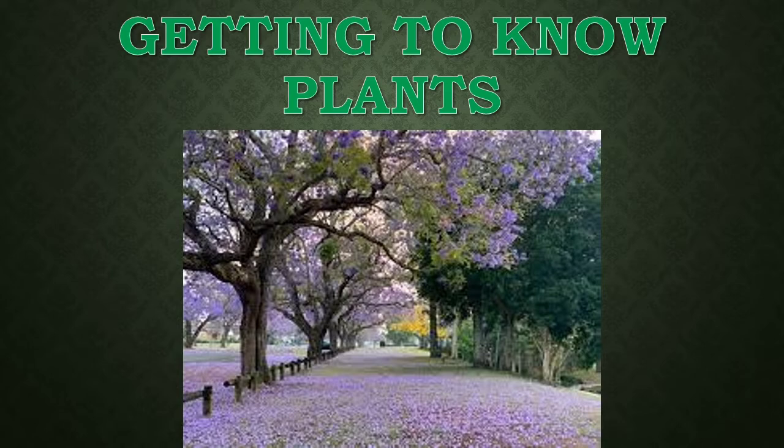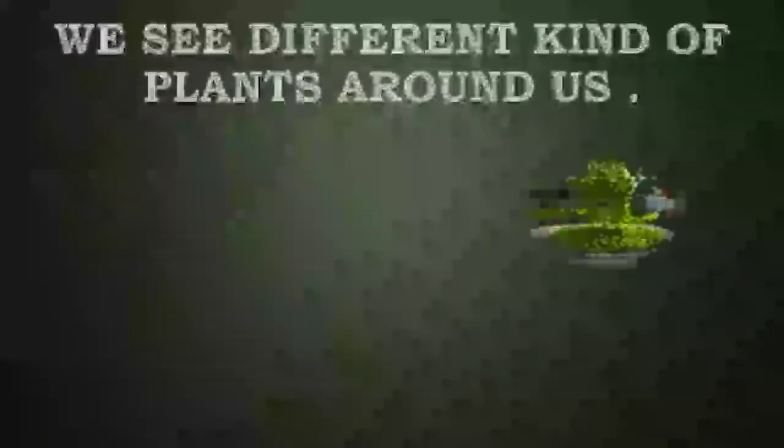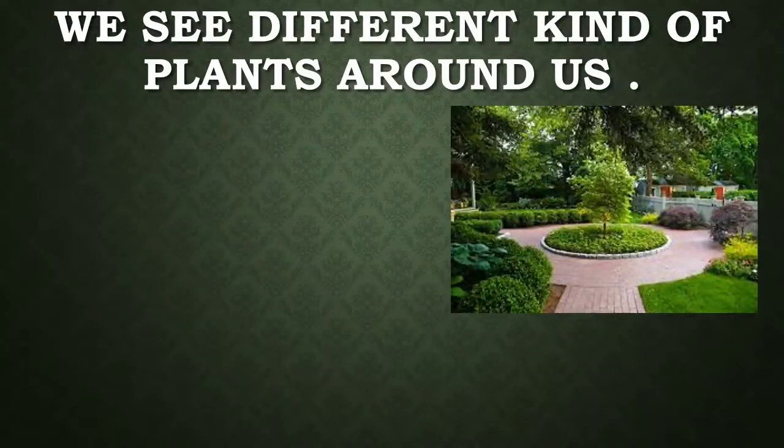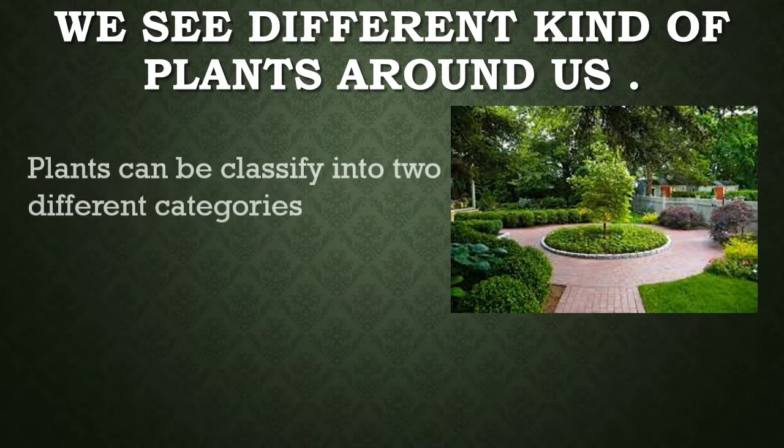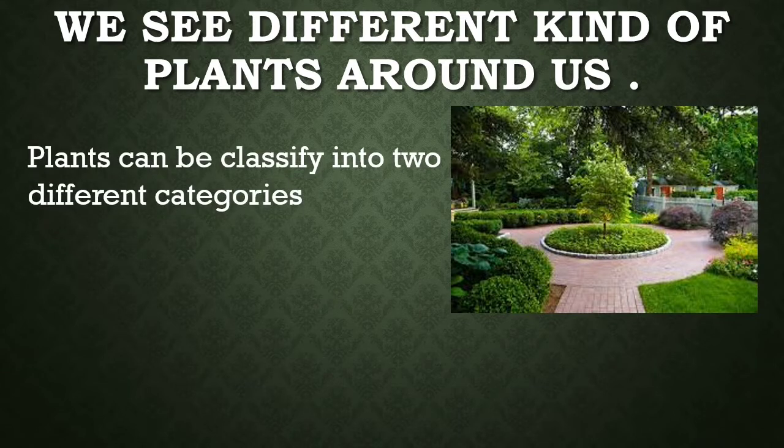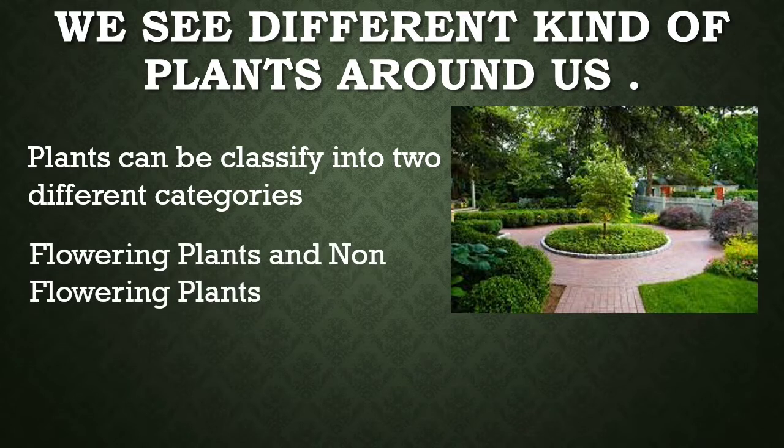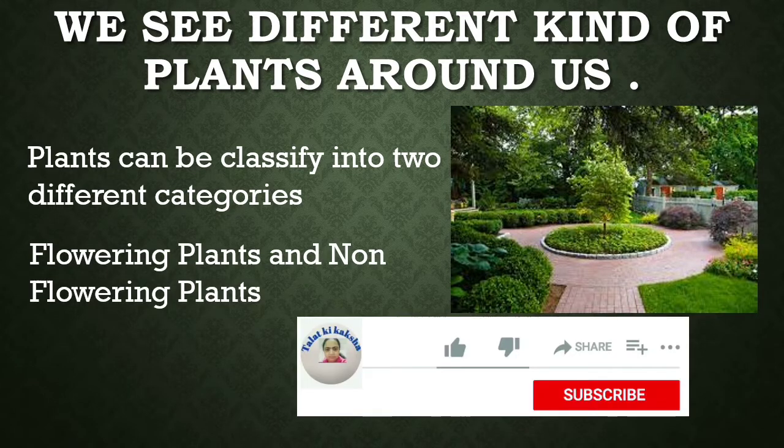Today we are going to learn about plants. We see different kinds of plants around us. Plants can be classified into two different categories, flowering plants and non-flowering plants.